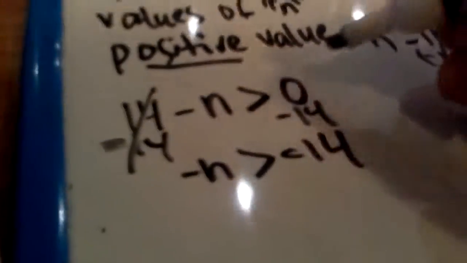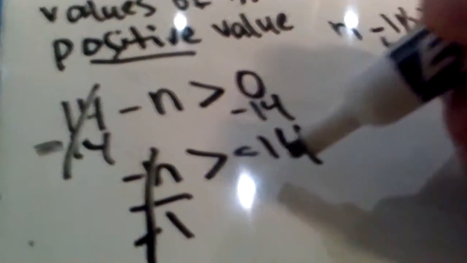Right, then what do we do? You know what to do. You divide by -1, and that gives us n. But this changes, because when you divide by a negative, it flips directions. Remember that rule? And then here you divide by -1, and you get plain old 14. Bam. So that's what we have.